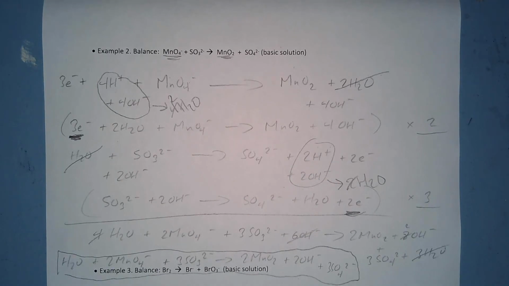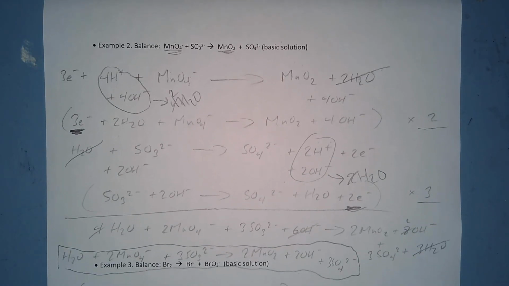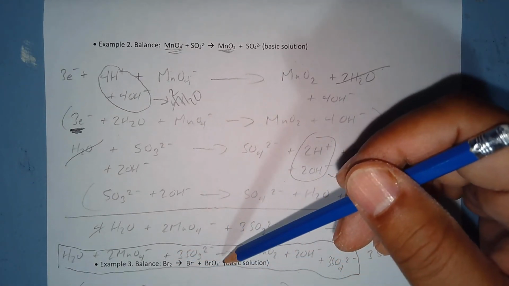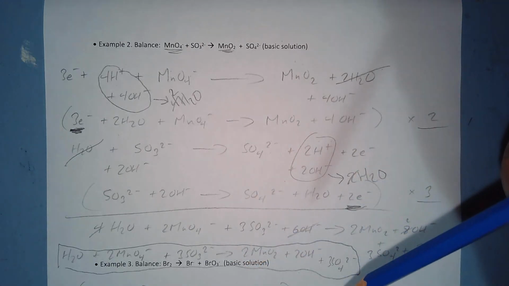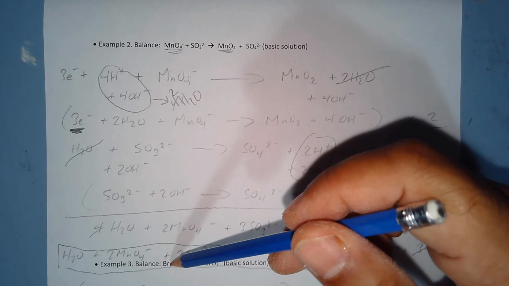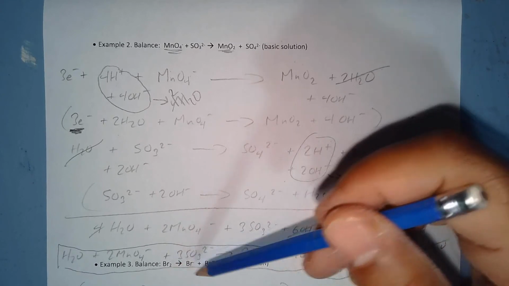Okay, let's do one more. This one, the last one here, this is a kind of a weird one because you've only got the 1 reactant and you've got these 2 products. Okay, so again, it tells you it's basic solution. So how do you do this? So you're going to have 2 half reactions. The Br2 is going to be involved in both of these.